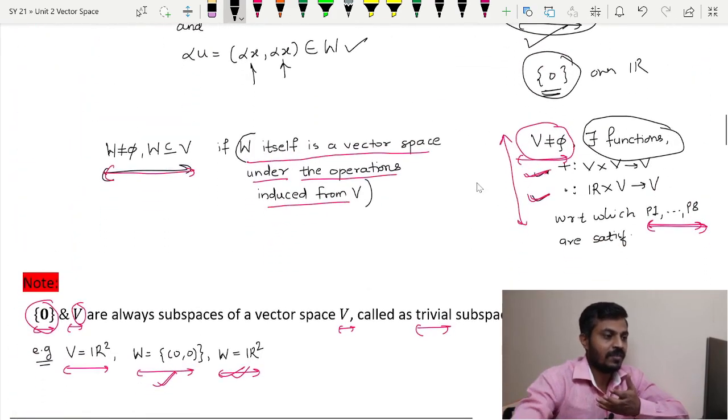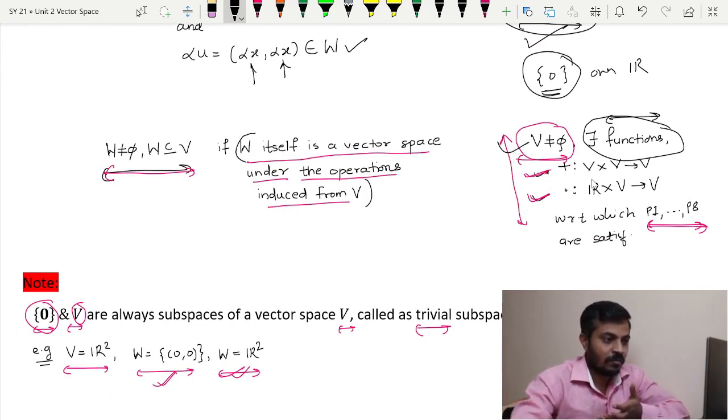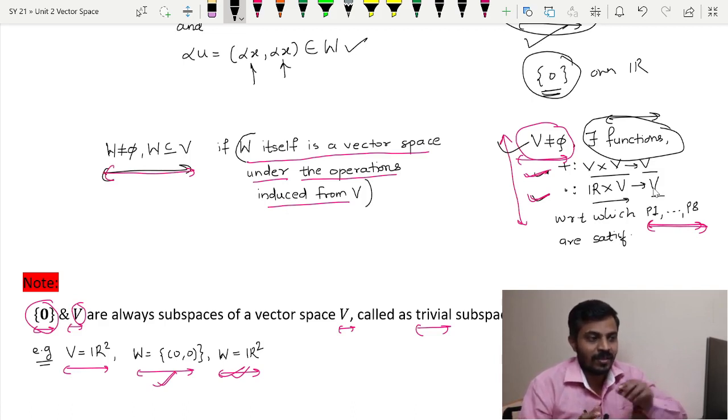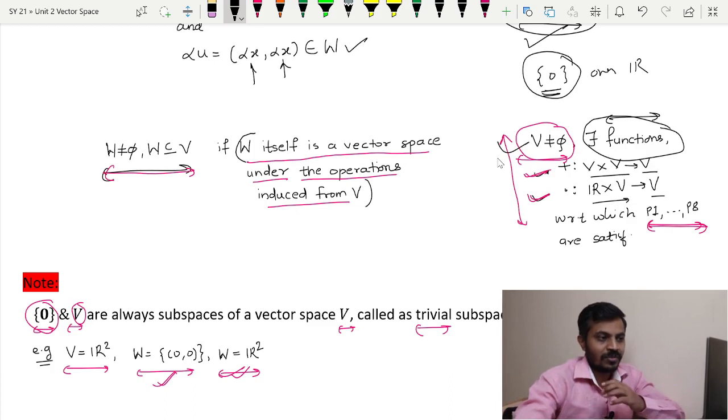Now whenever we say V is a vector space, what is happening? There exist functions for addition and scalar multiplication: addition from V cross V to V and scalar multiplication from R cross V to V. But over here we are saying that W is a vector space, so this will slightly change, right? This will imply that there should exist functions addition, but now from W cross W to W, and scalar multiplication from R cross W to W, right?